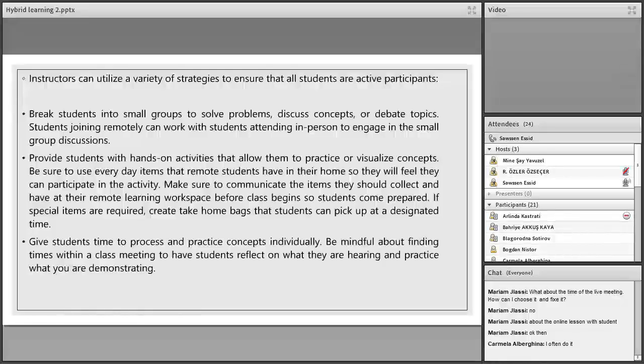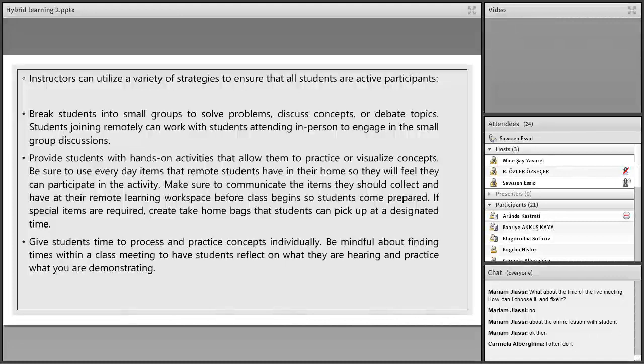Teachers can use a variety of strategies to ensure that all students are active participants. Here I'm talking about interactivity. Break students into small groups to solve problems, discuss concepts, or debate topics. Now, students joining remotely can work with the students attending in person. It's a very nice experience. Now, I have students in person and students attending the lesson remotely, and they can engage in this kind of interaction or group discussions.